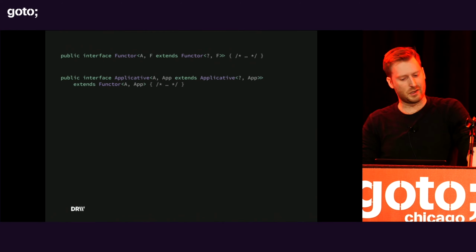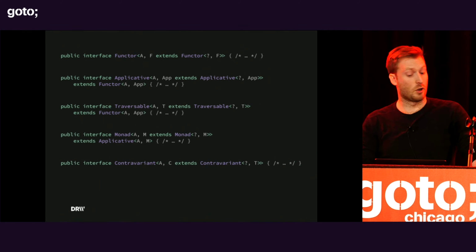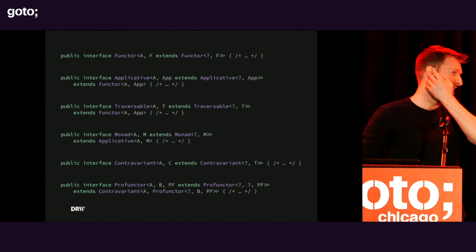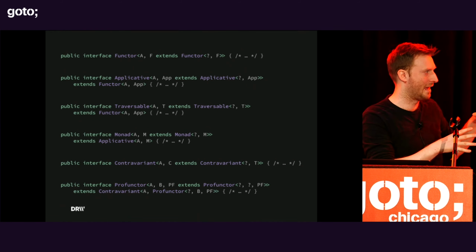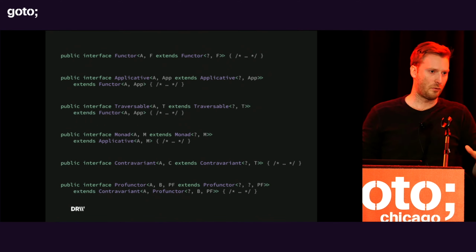So we looked at functor. We sort of briefly looked at monad. There's also an applicative. There's a traversable. There's monad. There's contravariant, profunctor. There's a bunch of others. And you don't necessarily need to know what all of these things are. The thing to take away is that when we have generic operations that we can model generically, we get a lot of things for free.